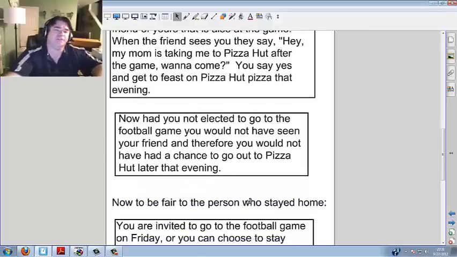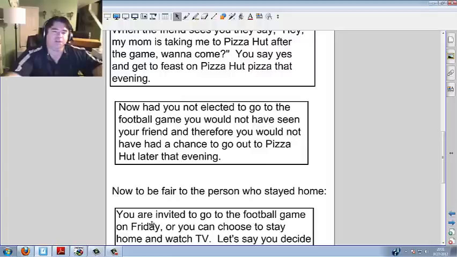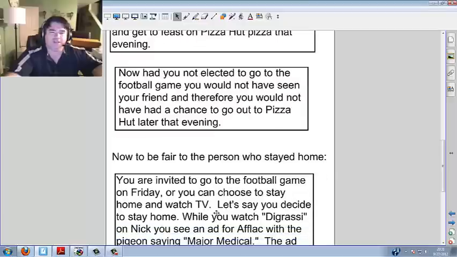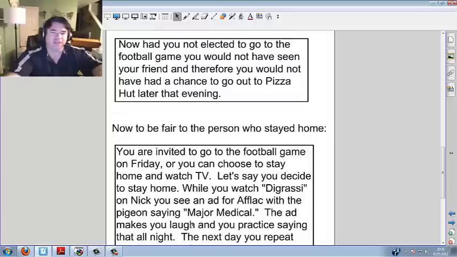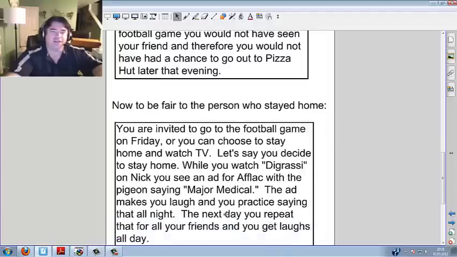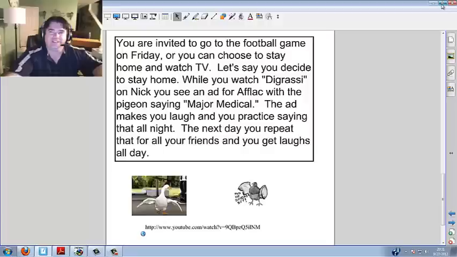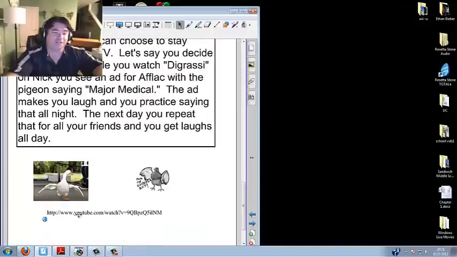On the other hand, let's be fair to the person who stayed home. You're invited to go to the football game on Friday, but you choose to stay home and watch TV. Let's say you decide to stay home while you watch Degrassi on Nick. You see an ad for Aflac with a duck saying Major Medical. The ad makes you laugh, and you practice saying that all night. The next day you repeat that to all your friends, and you get laughs all day. Say, here, what's this right here? Let me click it and find out.